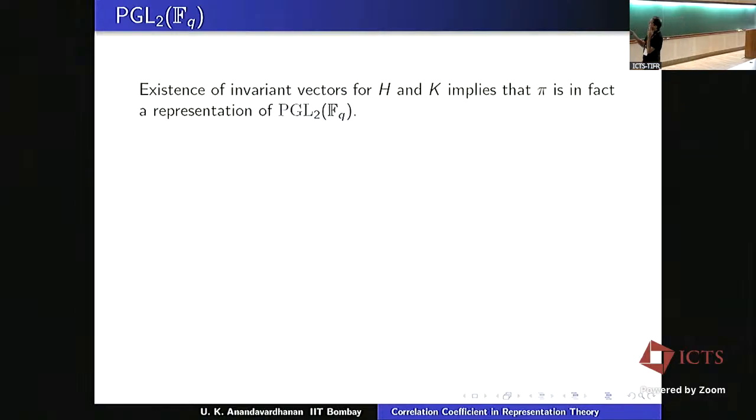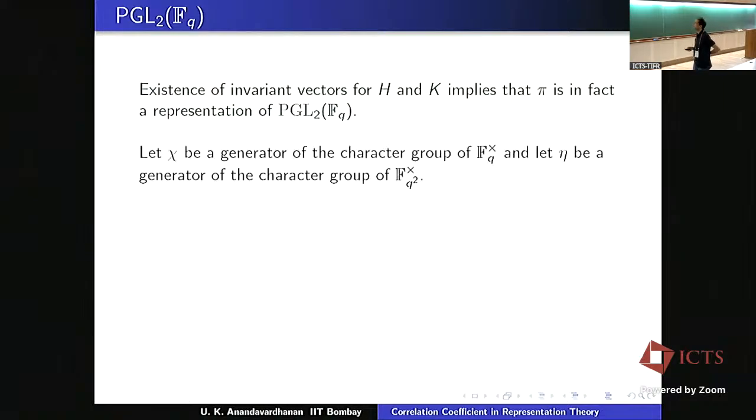So as I said, the central character has to be trivial, otherwise there's no fixed vector. And therefore, you may as well focus on PGL2(FQ), that is GL2(FQ) modded by the center, the scalar matrices. So let chi be a generator of the character group of FQ star, a cyclic group. And similarly for FQ square star, let's fix a generator, call it eta.